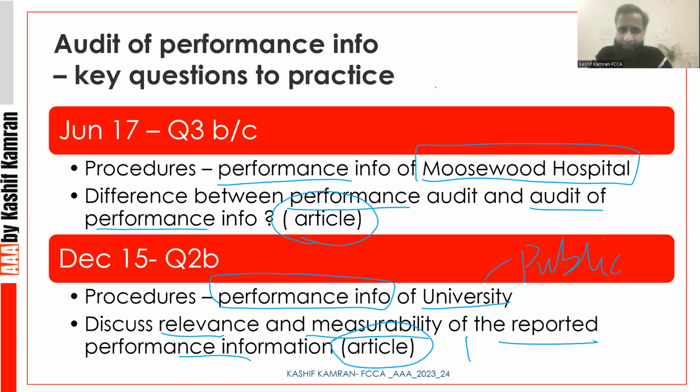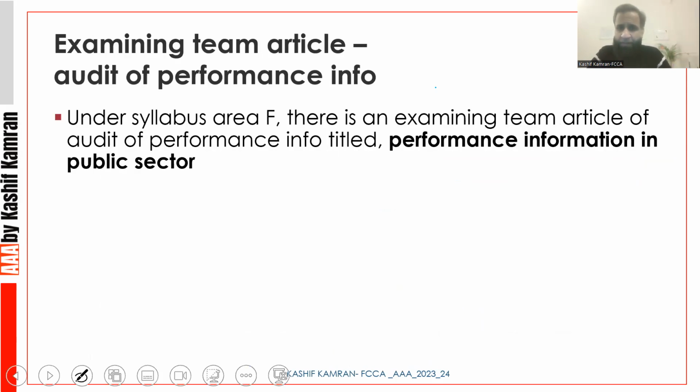The article on this subject matter is performance information in public sector. You will find this article under the syllabus area F on the website. So you go to the website and you find the articles, and there you will find the article under syllabus area F, performance information in public sector. So we had an article for forensic. We had an article for audit of performance information. No article for due diligence. I hope you are clear on that.